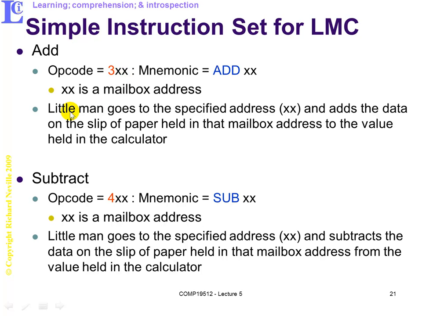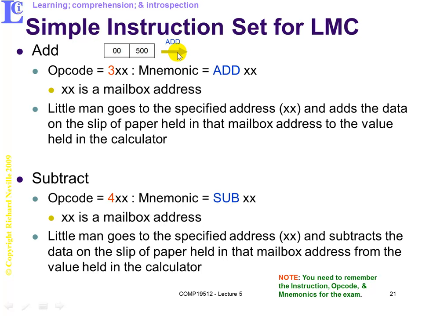So let's go through it again. The little man goes to a specific address and adds the data at that address to the calculator. So let's visualize it. Here we are. We're going to add this item 300, which we probably wouldn't do, but I'll tell you why later. We're going to add it to the calculator.